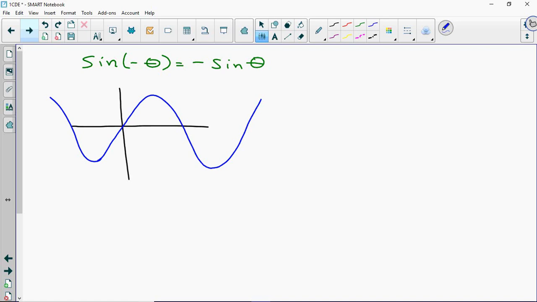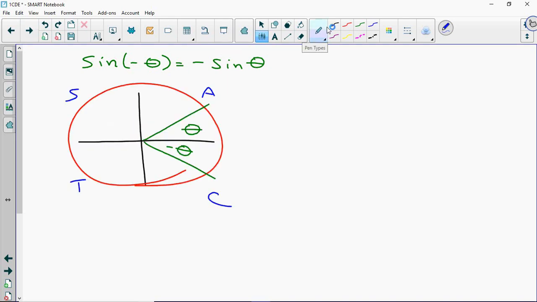So first of all, if I think about function transformations, well, I just have sine of negative theta here. Well, this tells me that we're going to reflect the graph over the y-axis. But then if I think about what that graph would look like, that's the same thing as reflecting it over the x-axis. So that's how I get negative sine of theta out.